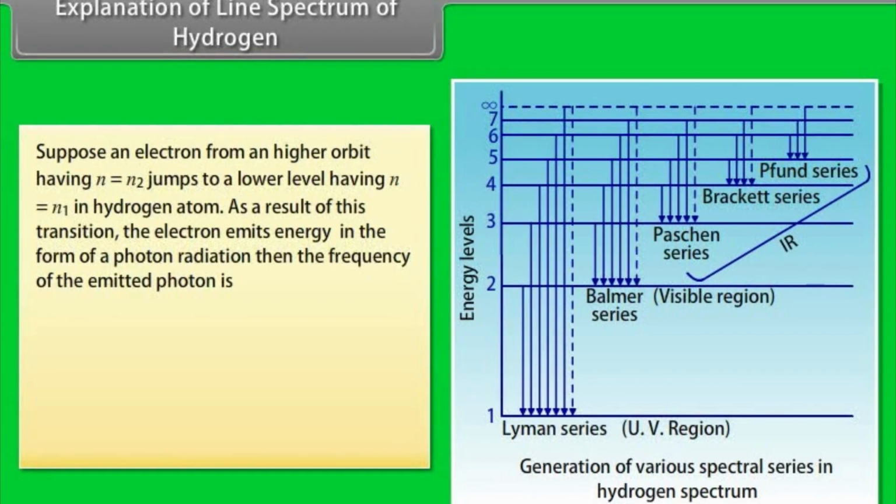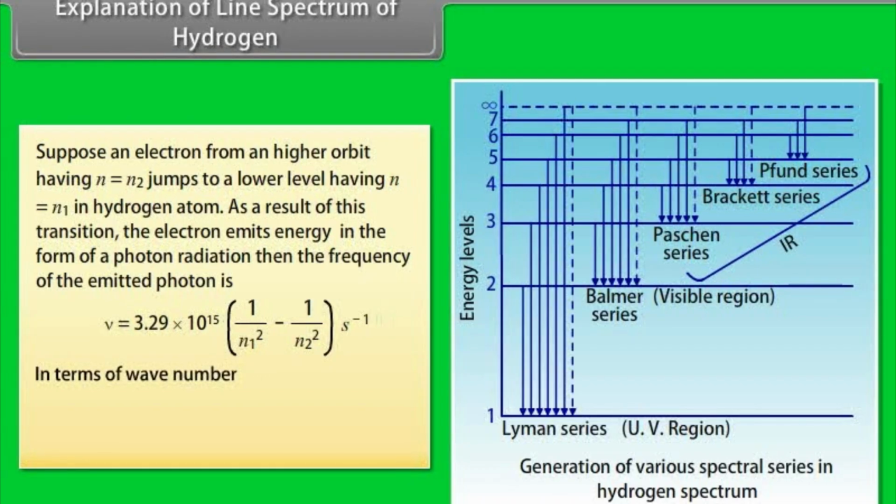Suppose an electron from a higher orbit having n equal to n2 jumps to a lower energy level having n equal to n1 in a hydrogen atom. As a result of this transition, the electron emits energy in the form of a photon radiation. Then the frequency of the emitted photon is frequency equal to 3.29 into 10 raised to the power 15 into 1 by n1 square minus 1 by n2 square per second. In terms of wave number, it is 109677 into 1 by n1 square minus 1 by n2 square per centimeter.